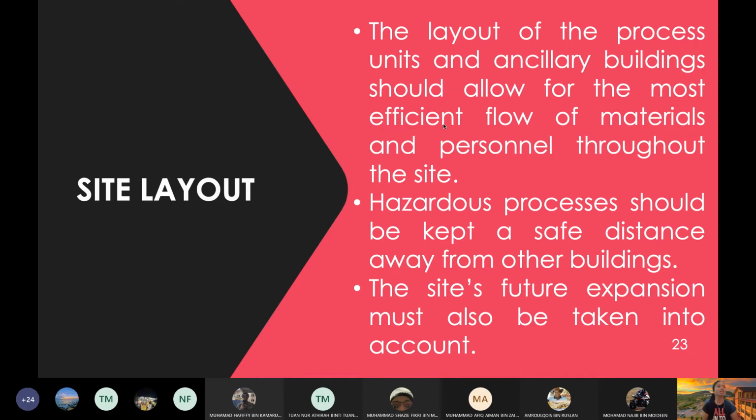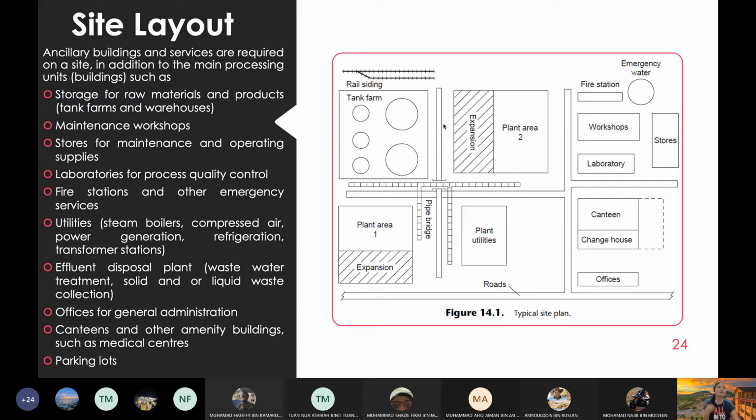So for example, hazardous process should be kept at a safe distance away from other buildings. Let's say you have a hazardous process, then of course you want it to be as far as possible from the officers or from the admin, and so on. And don't forget, you also have to take site future expansion into consideration. Let's say later you want to expand your chemical plant. So you have to consider as well how this plays a part in your site layout.